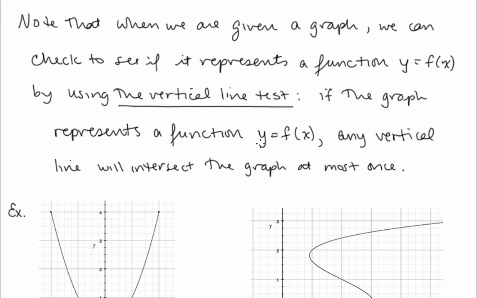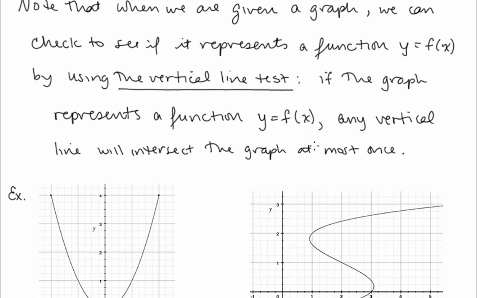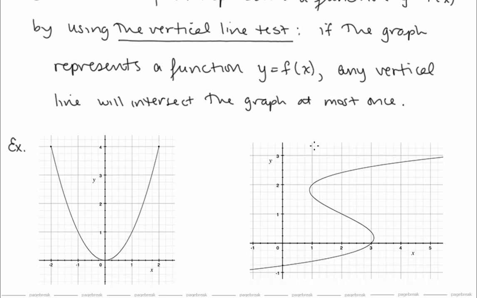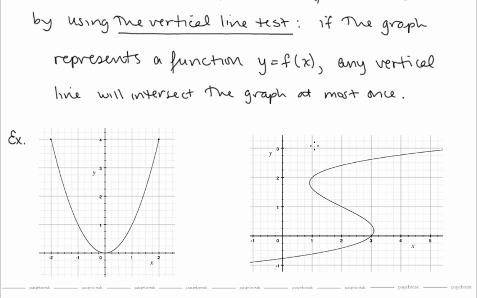Note that when we are given a graph, we can check to see if it represents a function y equals f of x by using the vertical line test. And the vertical line test says that if the graph represents a function y equals f of x, any vertical line will intersect the graph at most once. So here, for this parabola, we notice that any vertical line will hit at most once.